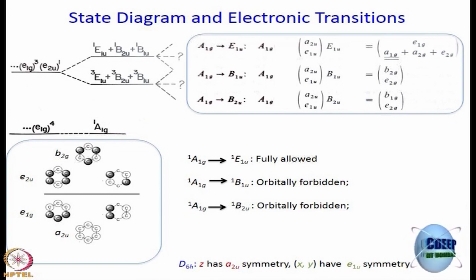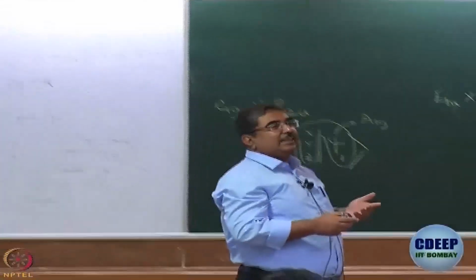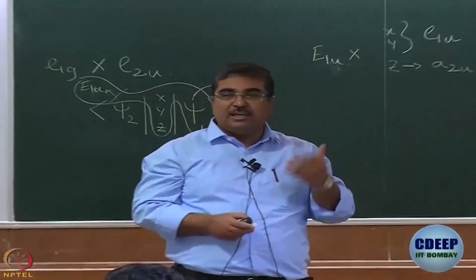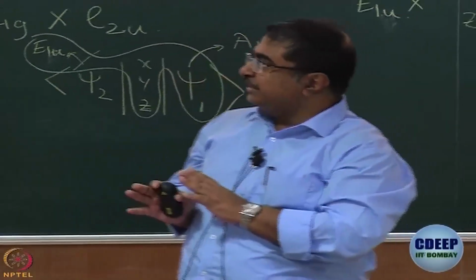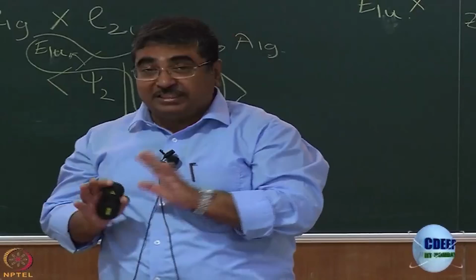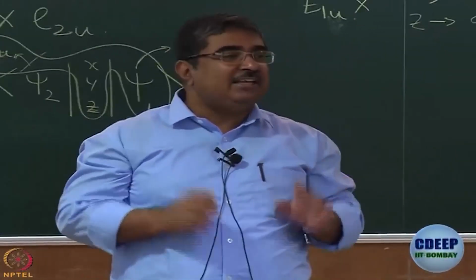Alright. So, this is what we arrive at, that for benzene, now we know what the symmetries of the orbitals are, we know what are the ground state and excited states involved, at least for the lowest energy transitions, and we have been able to determine which of these transitions is fully allowed and which are not orbitally allowed.